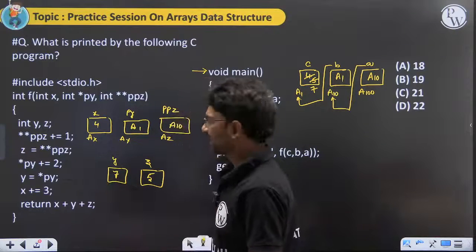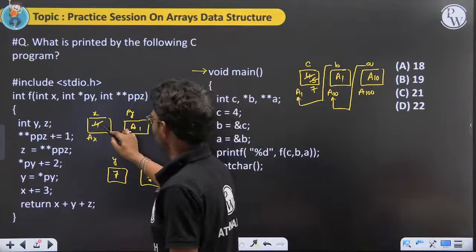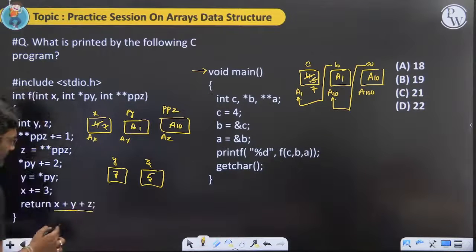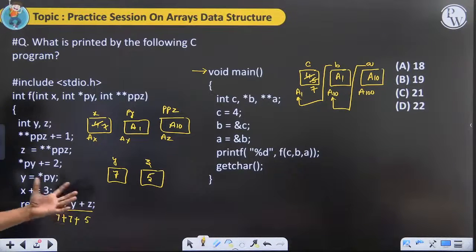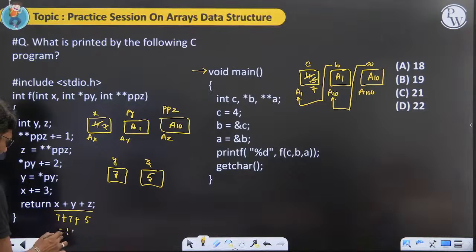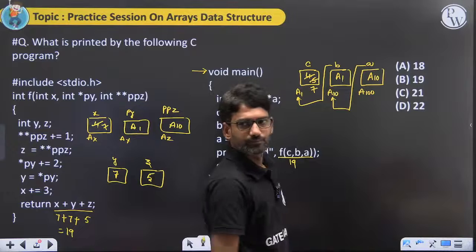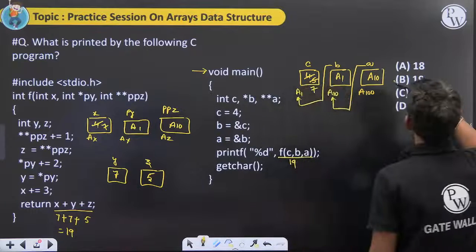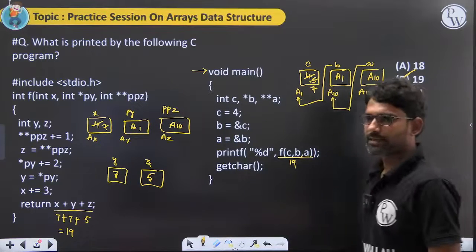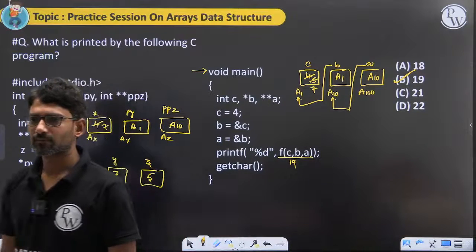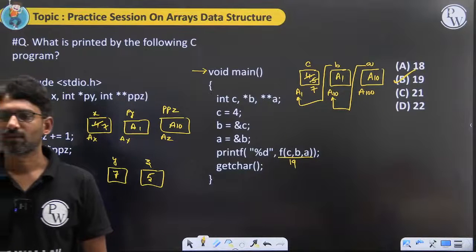X is equal to x plus 3. So this x is getting modified to 7. Now return x plus y plus z, that is 7 plus 7 plus 5, which is 19. So this is returned. So here, what is printed? 19 gets printed. Option B will be the right answer. Got it?